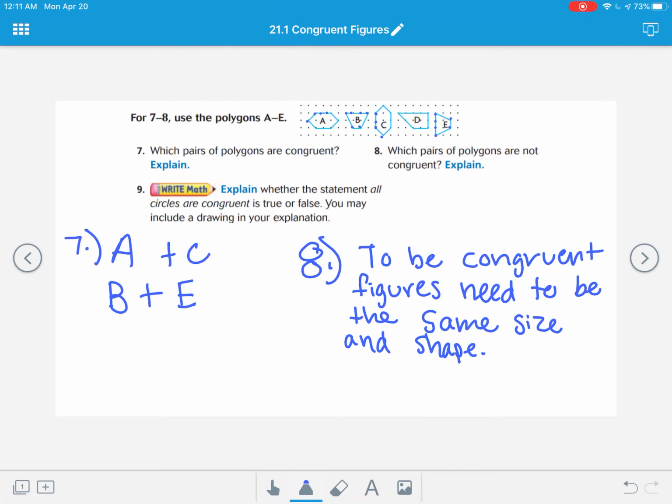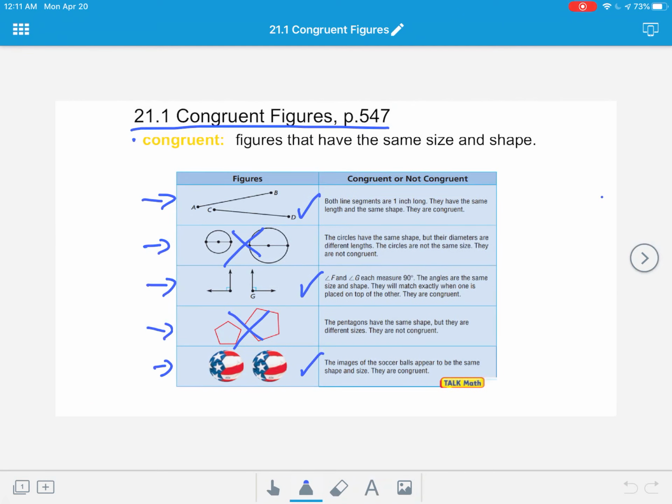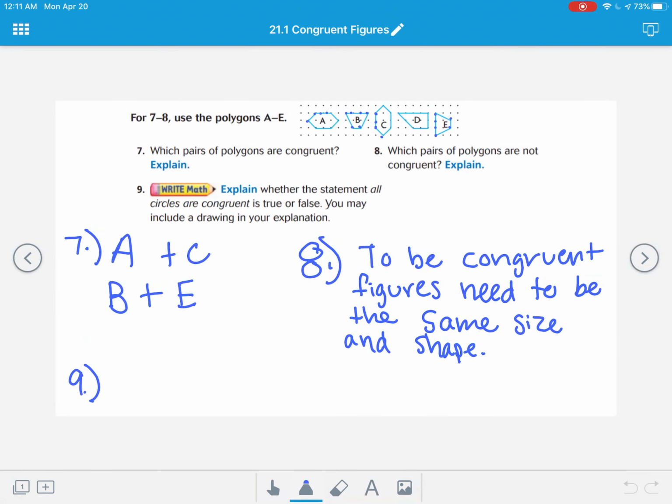All right, let's take a look at number 9, and then we'll get you started on your independent practice. Number 9 says, explain whether the statement, all circles are congruent, is true or false. You may include a drawing in your explanation. So let's think back to circles, and we actually saw this at the very beginning of the chapter. Do you remember the chart I showed you with the 2 circles? They were the same shape, but are they the same size? They are not. To be congruent, figures need to be the same size and the same shape.